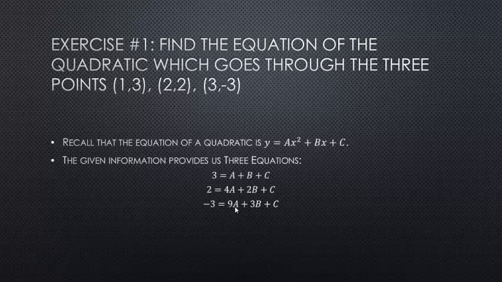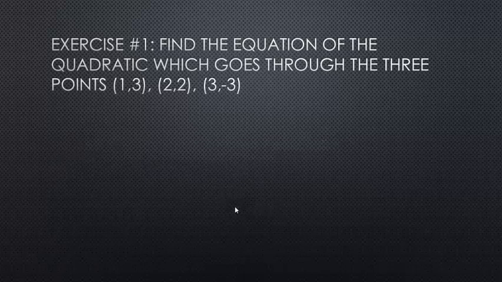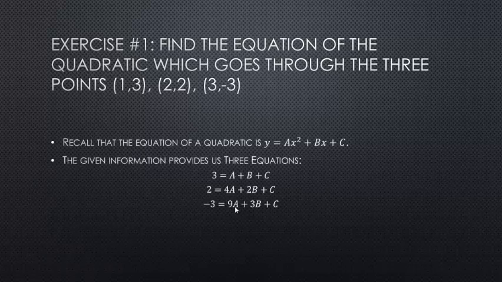Once you understand where I gained those three equations from, then when we look at this, this is actually a system of equations. Our unknowns are not x and y right now. Our unknowns are the coefficients a, b, and c. We have three equations and three unknowns. So this is a 3 by 3 system.